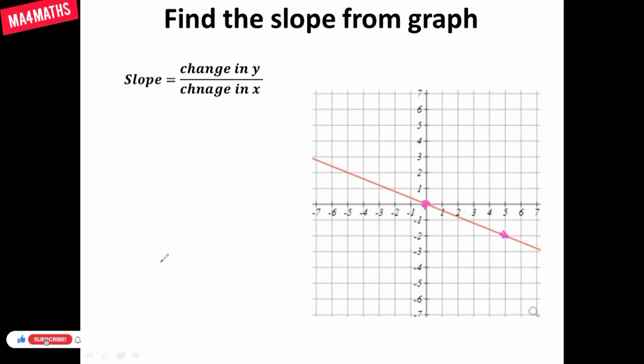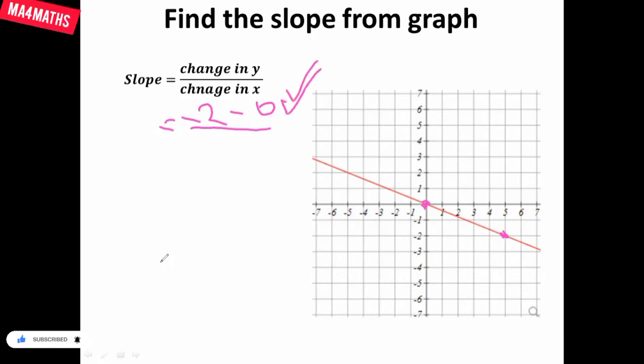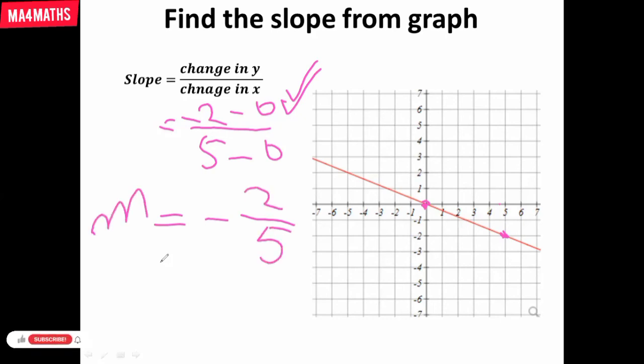The change in y is -2 minus 0. Now I am going to find the change in x. From 0 to 5, the final is 5 and the initial is 0, so 5 minus 0. The final answer will be -2 over 5. This is the slope, this is our required answer.